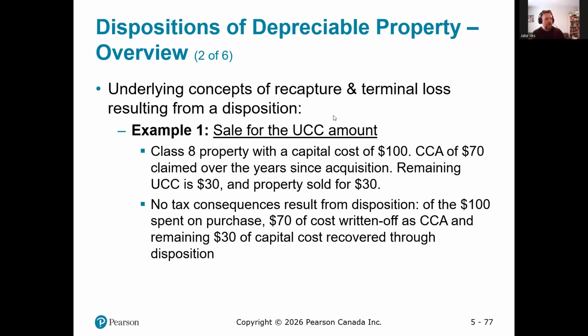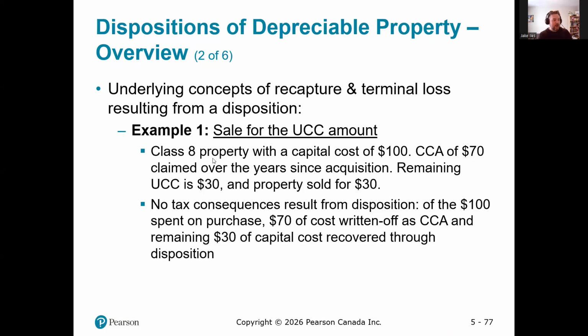Anyway, we have the concept of recapture and terminal loss from a disposition. If we sell something for its UCC amount, there's no tax consequences. We bought something for $10,000, and by taking CCA of $4,000, our UCC is now $6,000. So our records are saying this thing is now worth $6,000. If we sell it for $6,000, we got exactly what its value was. We didn't have any return, we didn't have any losses.